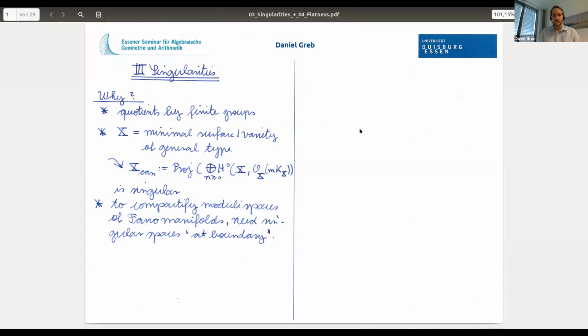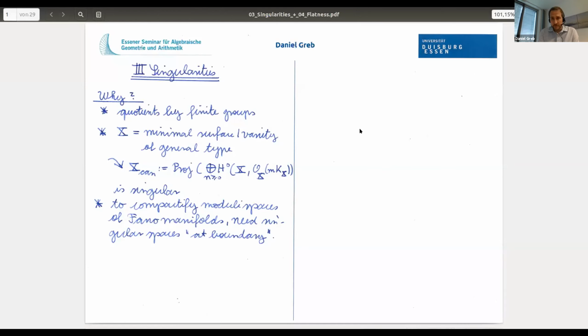This is chapter 3 on singularities, because as you see in this example which I just recalled, this has to do with singular spaces. Yeah, and so why are you interested in singularities? In geometry, for example, you want to take quotients by finite groups, which usually introduce finite quotient singularities because the action usually is not free.